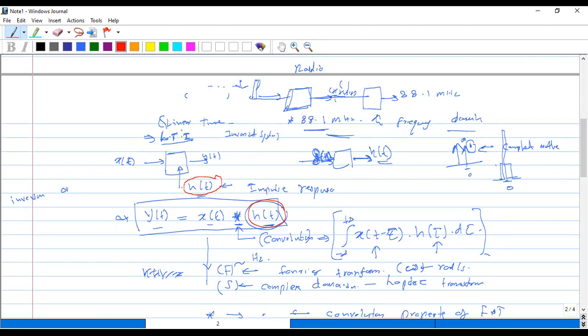Can anyone tell, based on this impulse response, how we can divide the filter? Maybe you haven't learned. Maybe in DSP, I think you are learning this. If you have done DSP, I think you know. We call it finite impulse response filter, FIR filter, and infinite impulse response filter, IIR filter. So FIR and IIR filters are there.